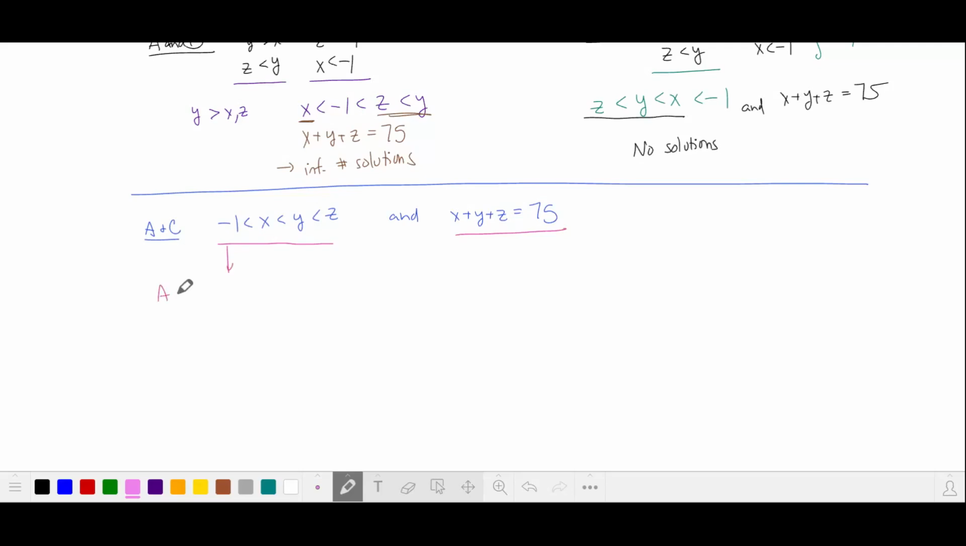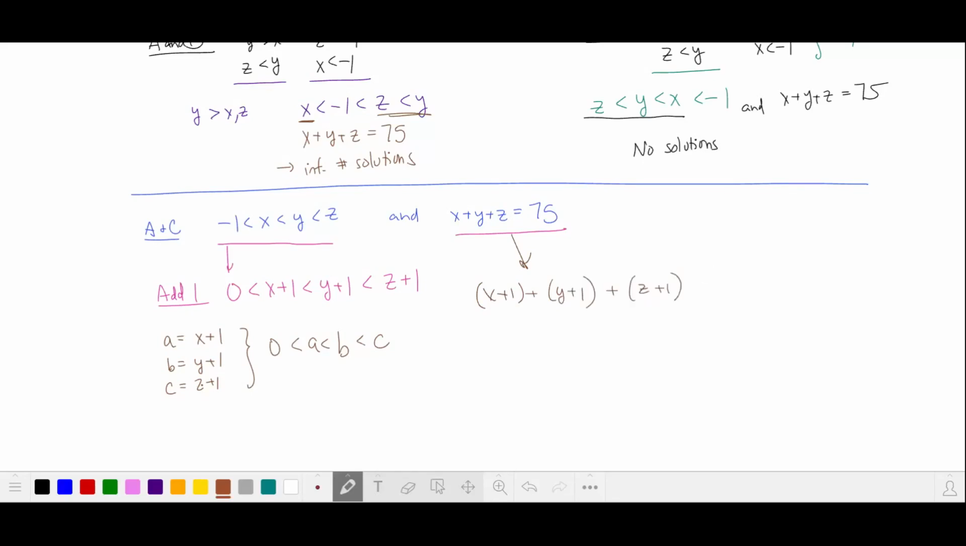We'll have the same solution set if we add 1 to each part of this. So we'll replace the -1 with 0, and then we'll add 1 to each of these. And let's do a substitution. We'll let A, B, and C be x plus 1, y plus 1, and z plus 1. So now we're looking for three numbers, A, B, and C, sorted this way. With this equation, we'll add 1 each to x, y, and z, and balance that by adding 3 to the right-hand side. And then again, we'll substitute for A, B, and C.